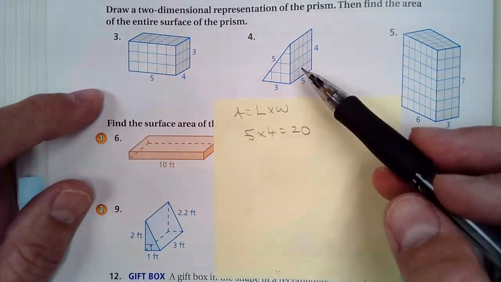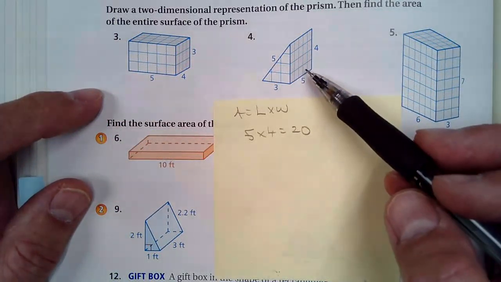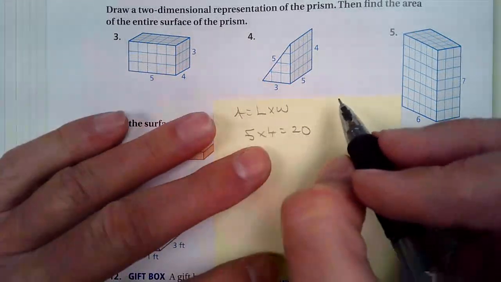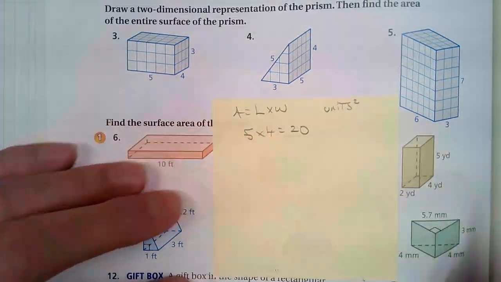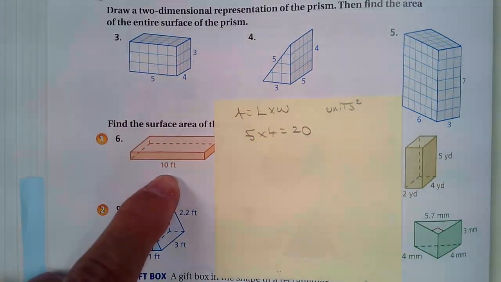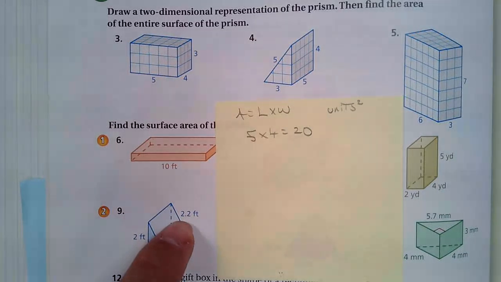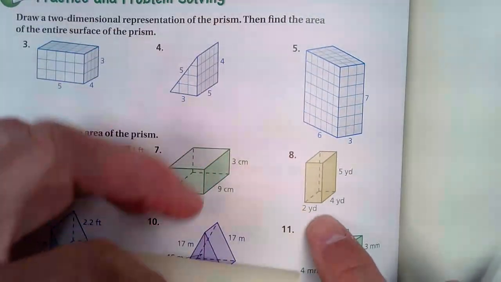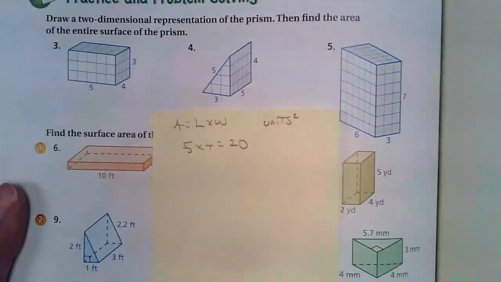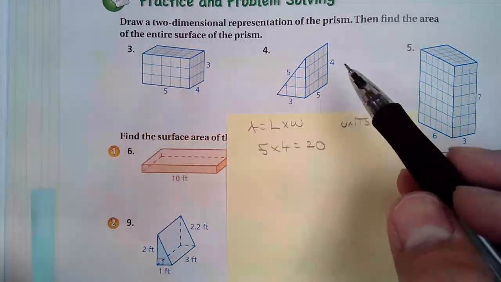Now, in these kinds of problems where they don't label what each square is, you would just call it units squared. Some of them, they label them. Like, look at number 6 here. It's 10 feet. And number 9 is also feet. And come over here and whatever number this is, what is that, 8? It's in yards. But if they don't give it to you, just call it units squared. All right, so nicely done, put up 50 points.